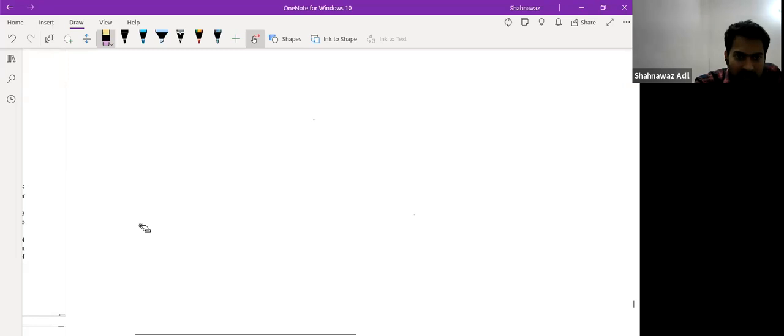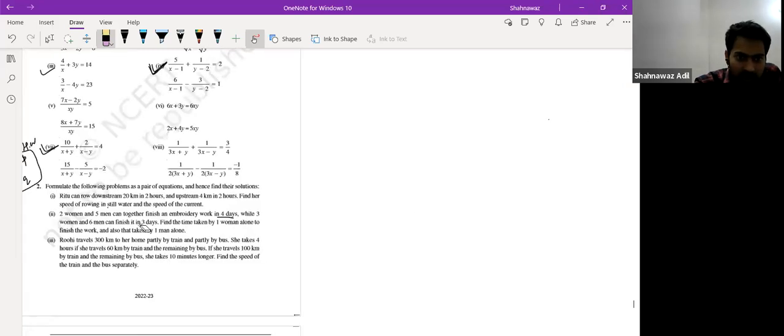Okay, now let us ponder about this question. Ruhi travels 300 kilometers to her home, partly by train and partly by bus. She takes 4 hours if she travels 60 kilometers by train and the remaining by bus. If she travels 100 kilometers by train and the remaining by bus, she takes 10 minutes longer. Find the speed of the train and bus separately.